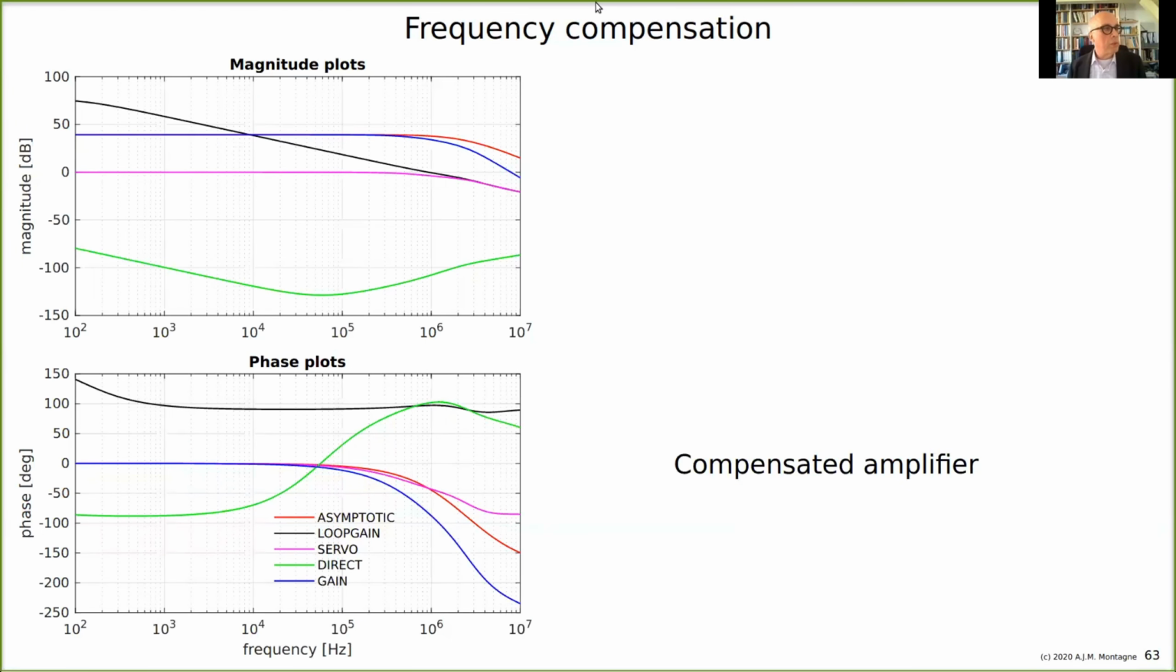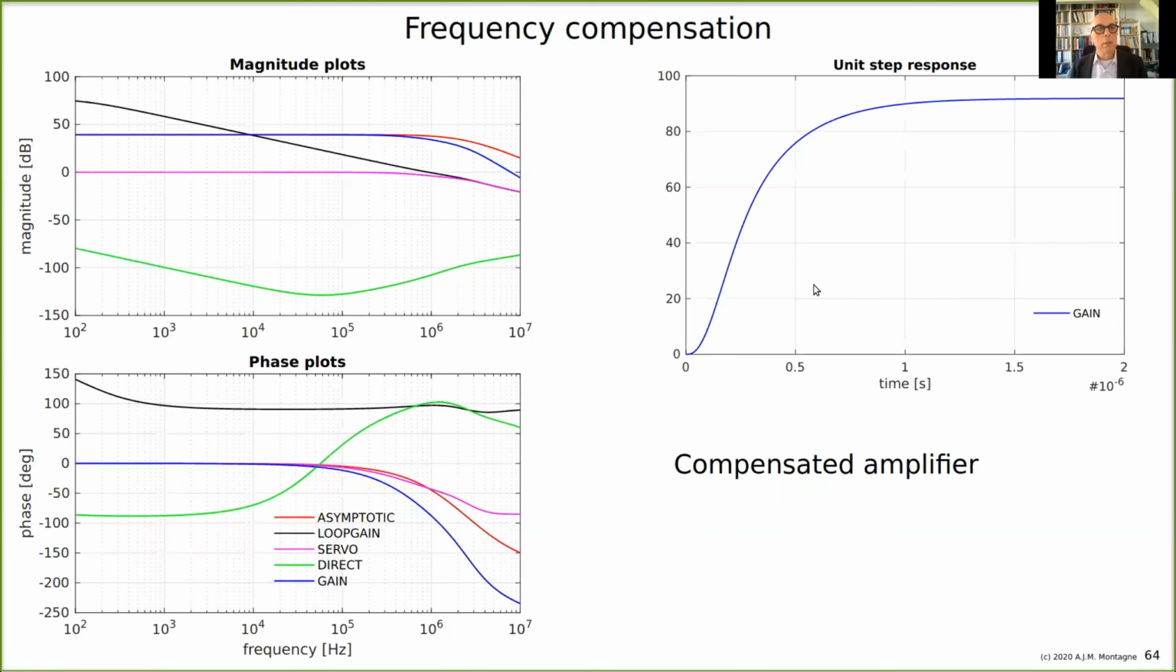So here you see the result. The result now is a nice asymptotic gain that drops, and the loop gain will have zeros. So the phantom zeros, the zeros are not visible in the gain. And here you see nicely the gain is dropping down. It's not Butterworth, but it's the best we can make here. And this is the step response of the compensated amplifier.